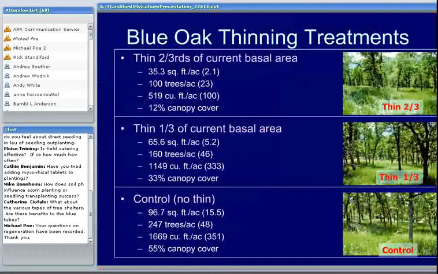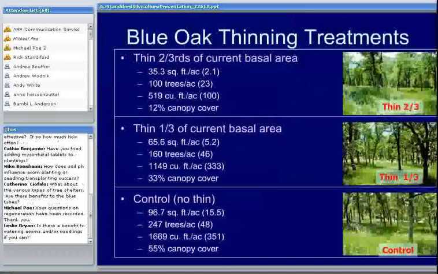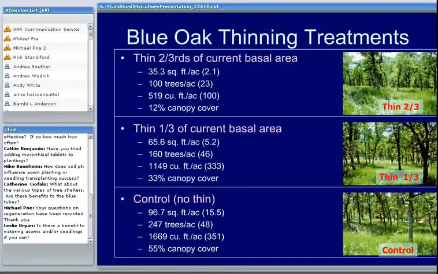The stands were about 55% canopy cover, and for those of you who are into forestry measurements, almost 100 square feet of basal area. We thinned to 2 different levels, thinning 2/3 of the basal area and 1/3 of the basal area. And for those of you who don't know what basal area is, it's the cross-section area of the stem at breast height, or 4.5 feet. Standard unit of measurement of density of the stand.